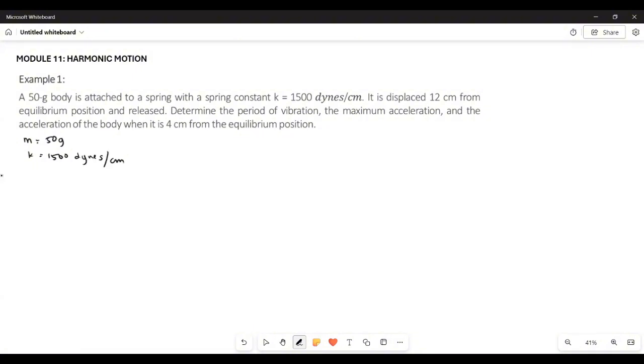Determine the period of vibration, the maximum acceleration, and the acceleration of the body when it is 4 centimeters from the equilibrium position. Okay, so yung binigyan din tayo ng 12 cm, consider na lang natin siya ay yung ating amplitude o yung maximum displacement na na-experience ng ating body na 50 gram. Okay? Pinapahanap sa atin is yung T o yung period natin. Pinapahanap din yung maximum acceleration o yung A sub C. And then acceleration at displacement per centimeter.